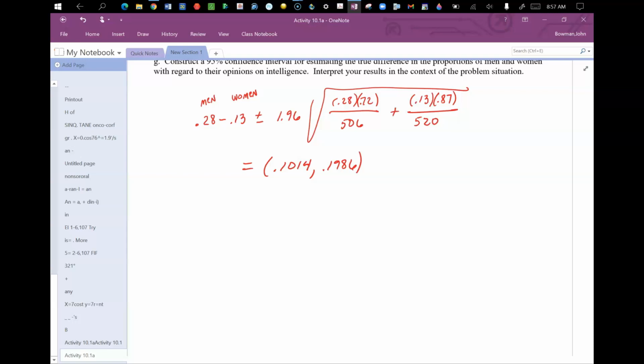This confidence interval interpretation is going to be a statement about how confident we are in the true difference, the difference in the population proportions, and order is important here. We took men minus women. We could have easily taken women minus men. So our interpretation would go something like this. We are 95% confident that the proportion of men who feel men are more intelligent than women exceeds the proportion of women who feel that same way, men are more intelligent than women, by anywhere from 0.1014 to 0.1986.